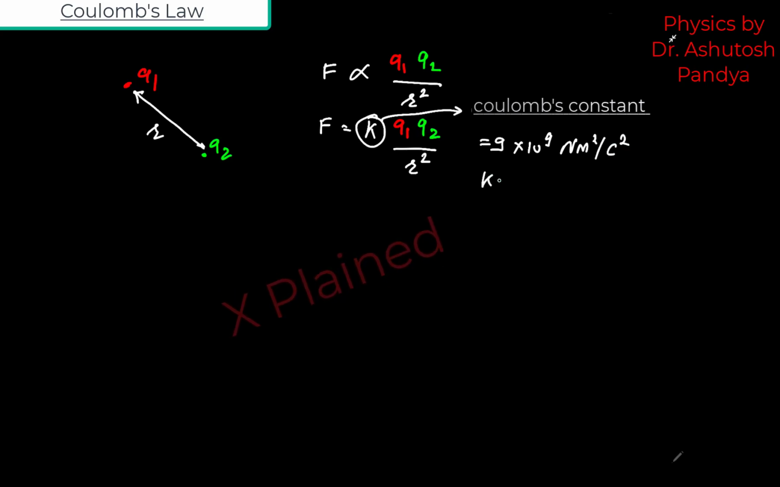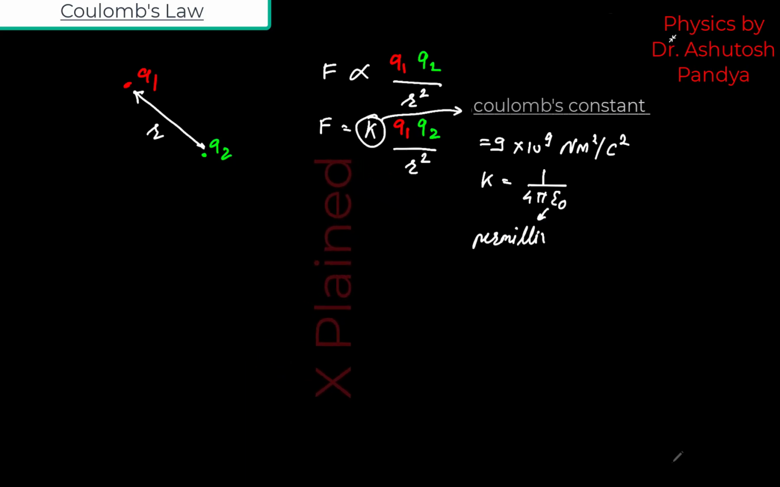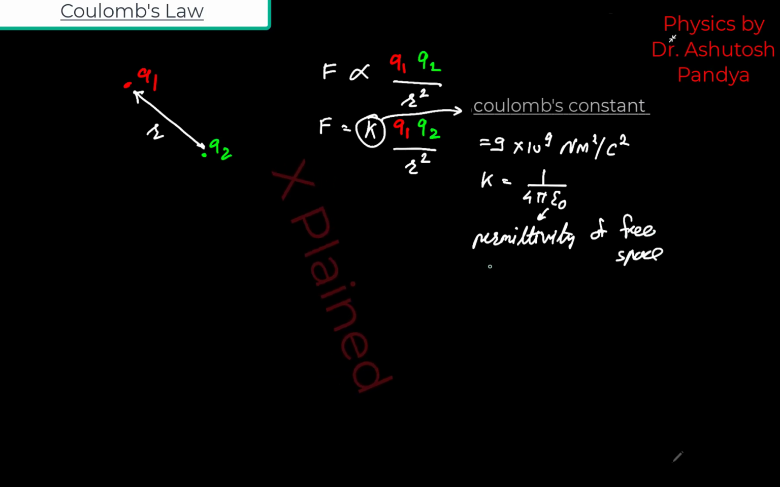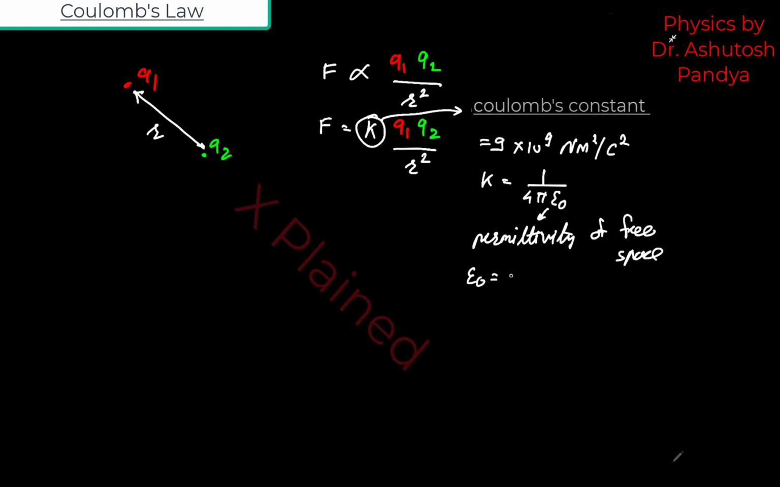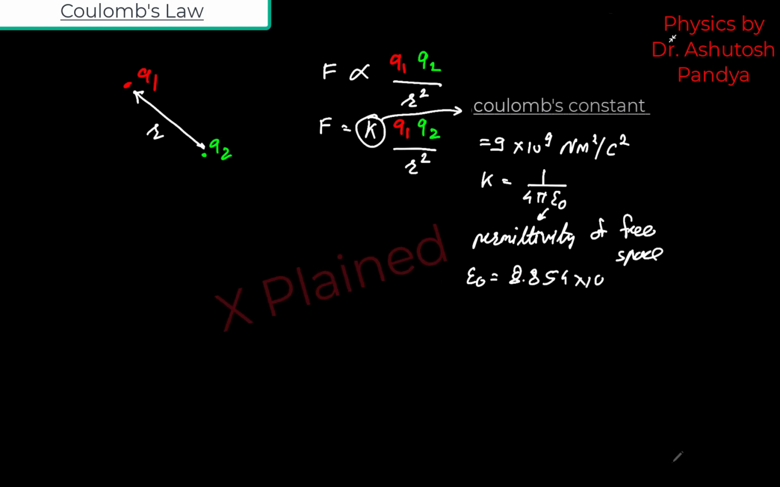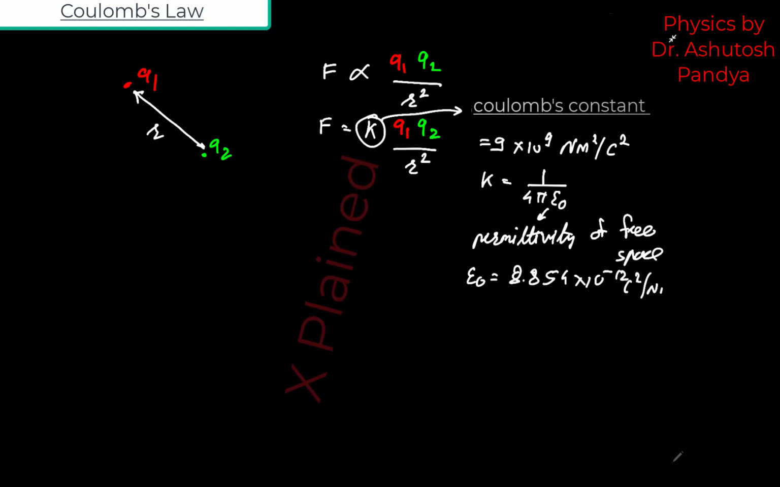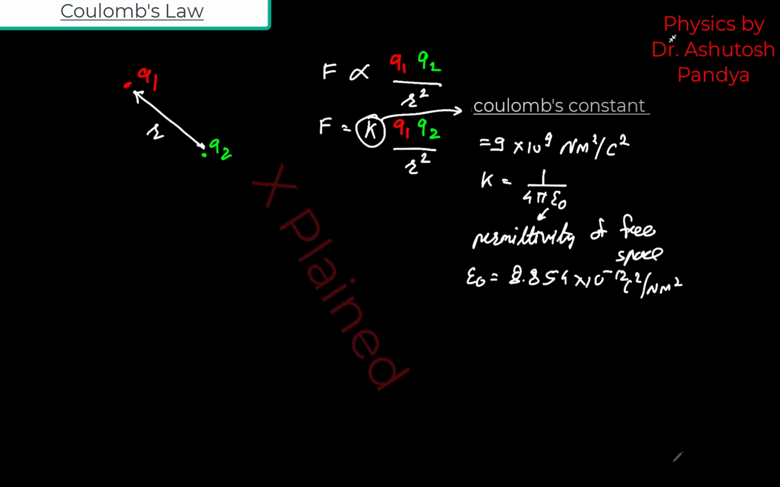Later on, it came to be known that K is also expressed as 1 upon 4 pi epsilon 0, where epsilon 0 is known as the permittivity of free space and its value is considered as 8.854 into 10 raised to minus 12 Coulomb square per Newton meter square. This shows that the constant depends on the medium between the two charges.